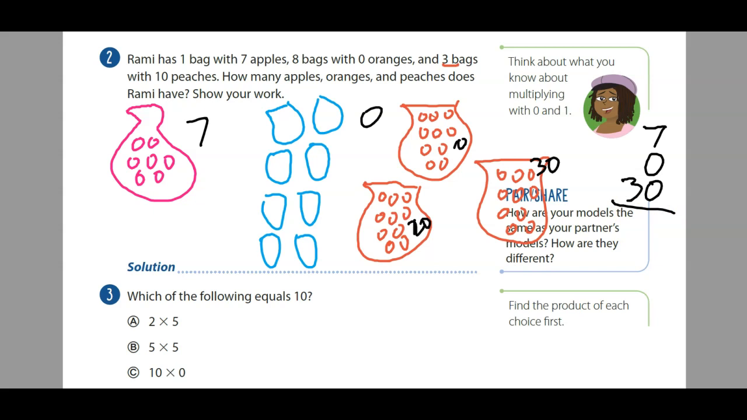So 7 plus 0 is 7, just 7. And then 7 plus 30 is 37. So how many fruits does he have altogether? 37.